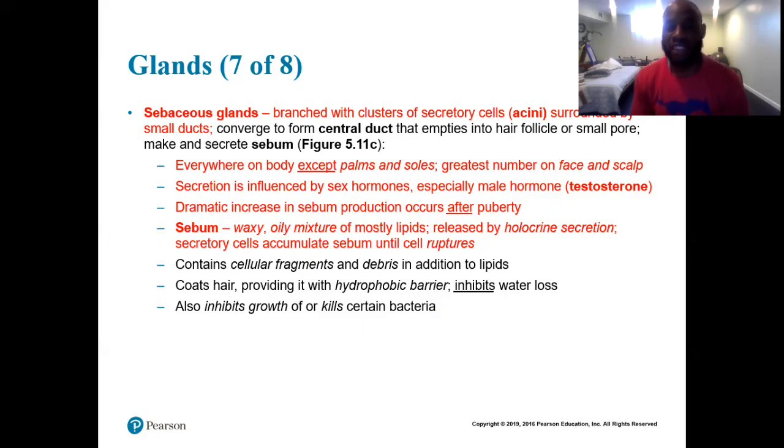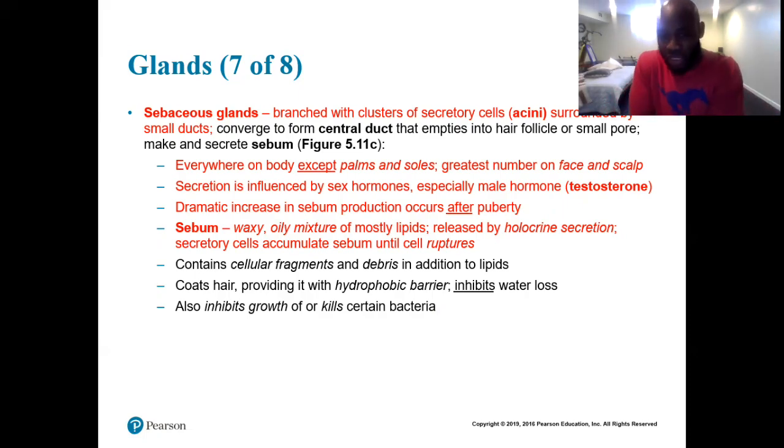Secretion is influenced by sex hormones, especially testosterone, and there is a dramatic increase after puberty. You remember after puberty, your skin didn't look as pretty. That's how we know somebody's going through that. Some of you may have recently come out of that.